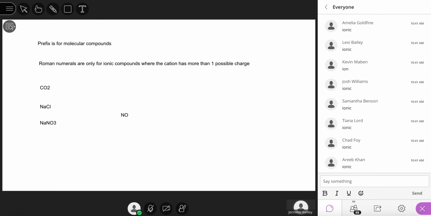Let me see if I can make it look kind of normal. It's going to be kind of hard. Let's see. So kind of like that is what nitrate would look like. Let's see what else. This one is kind of tricky.